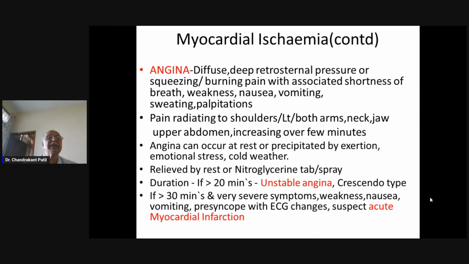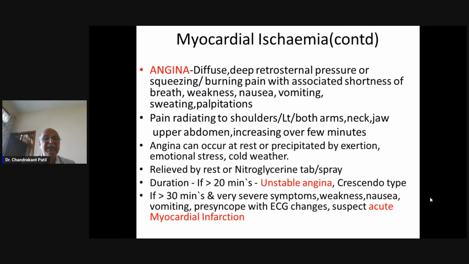Let us discuss what is the main cause. So as you know, what is an angina? It's a diffuse deep retrosternal pressure or a squeezing or a burning type, and rarely associated with shortness of breath, especially in elderly or women, and can lead to weakness, rarely associated nausea, vomiting can be there, sweating can be there. Some people complain of palpitations. And this pain, I have already told you, can radiate. Angina can occur at rest or be precipitated by minimal exertion, and sometimes even emotional stress, or in cold weather also it can be precipitated. Usually angina is relieved by rest or a nitroglycerin tablet.